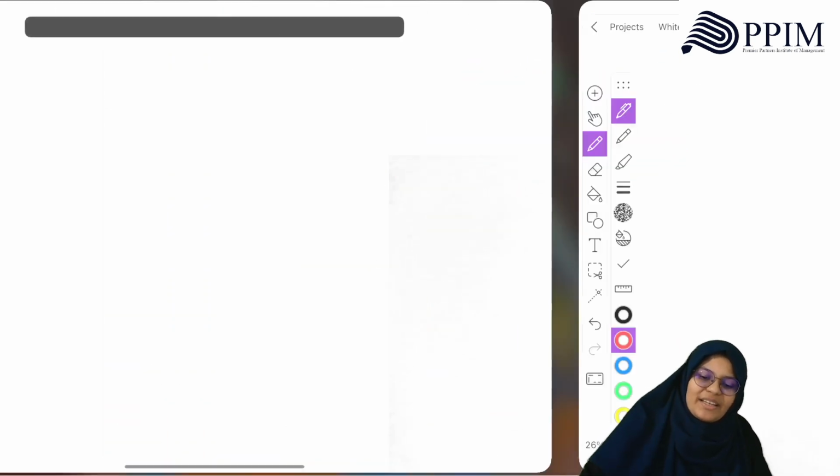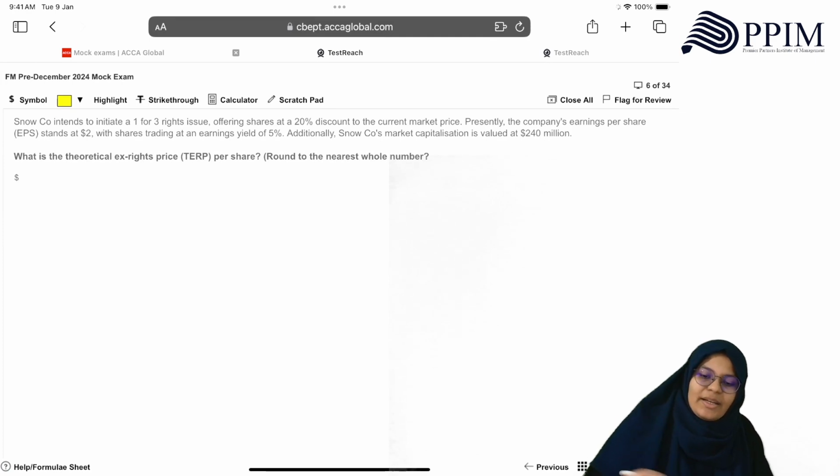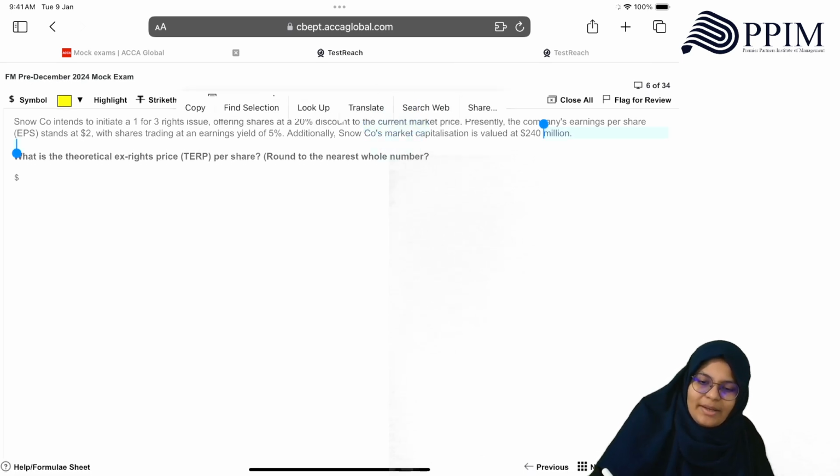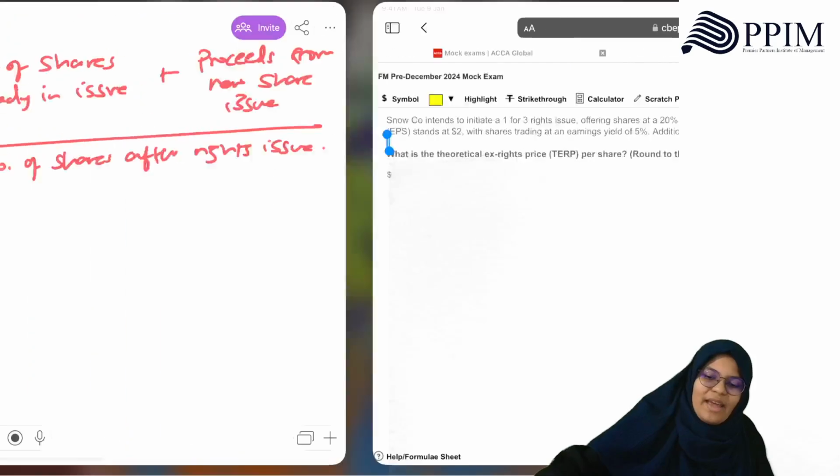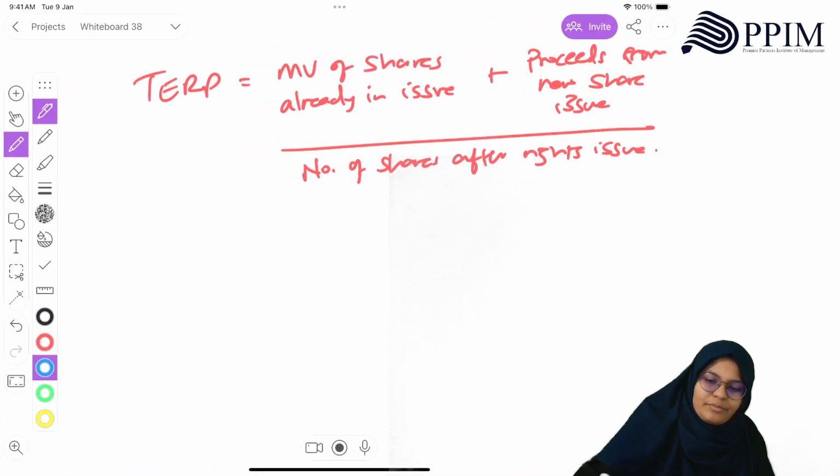Okay. So market value of shares already in issue. Let's see if that figure is given to us, right? So they're telling me additionally Snow Company's market capitalization is valued at 240 million, right? So how do we get market capitalization? The market price of a share into the number of shares. So that is only the market value of all your shares outstanding, right? So the first part, actually we have the answer directly. 240 million.